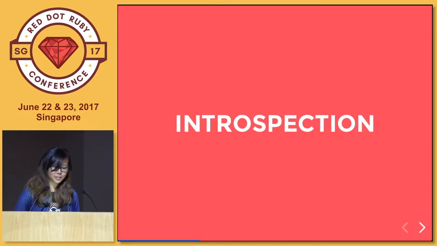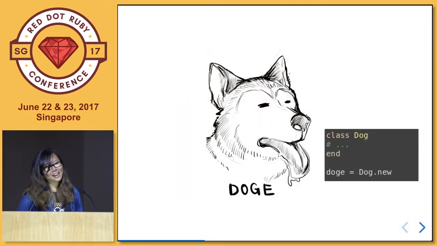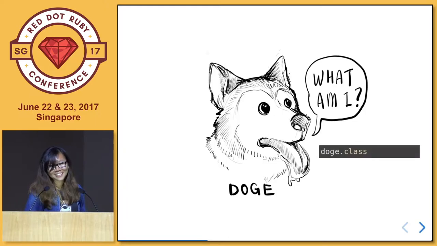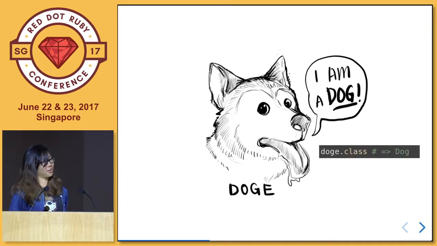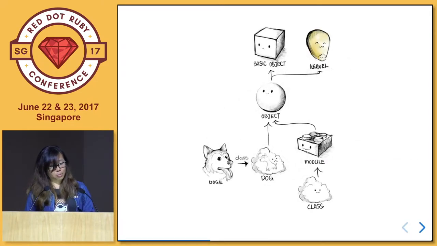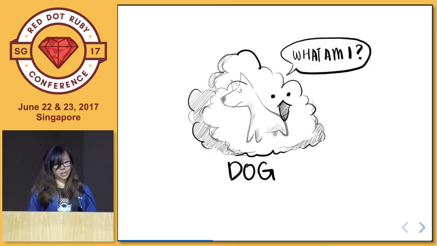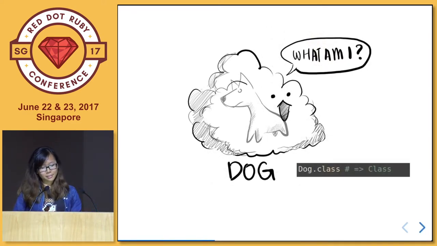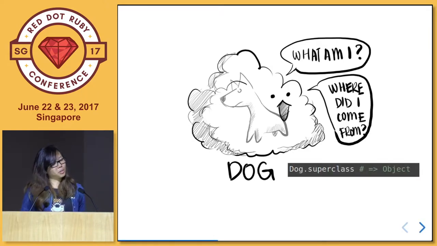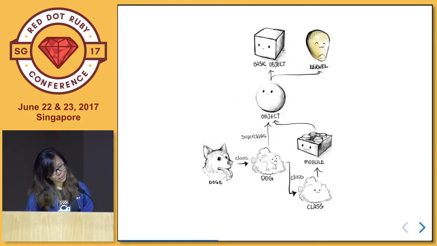And so it was that one of the first objects, Doge, began to ask, "What am I?" And he discovered that he could call the method class, and the answer was as plain as day. He was a Dog. And so the existential crisis passed. Now Doge was happy, but as fate would have it, Dog now had a problem. He asked the same question, "What am I?" And so he called the method class, and discovered that he was a Class. And he discovered he could also call the method superclass, and remembered that his parent was none other than Object. And so Dog knew what he was and where he came from, and so he was content.